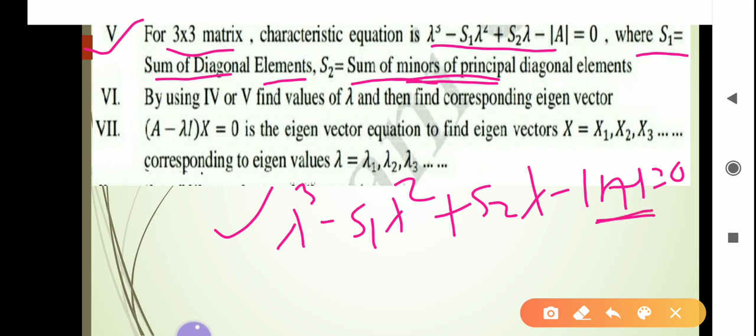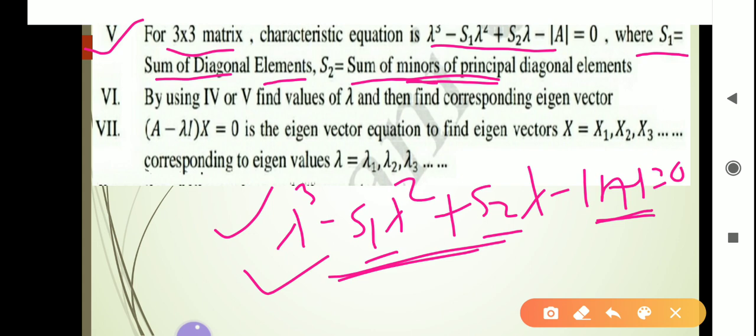After getting the determinant of A minus lambda I, put S1, S2 here, and then we will get one cubic polynomial. Find the roots of that cubic polynomial using a calculator or synthetic division, or you can use any other method for finding roots. Those roots are called the eigenvalues of the given matrix. If the matrix is of order 3 by 3, then it has 3 eigenvalues. If the matrix is of order 2 by 2, then it has 2 eigenvalues.